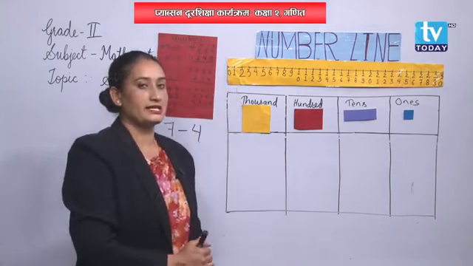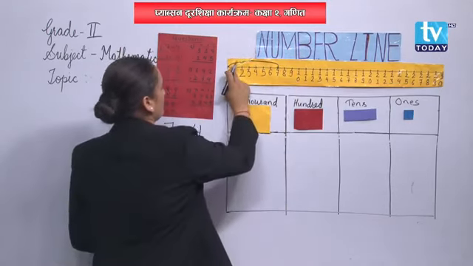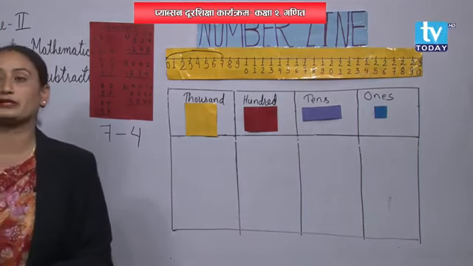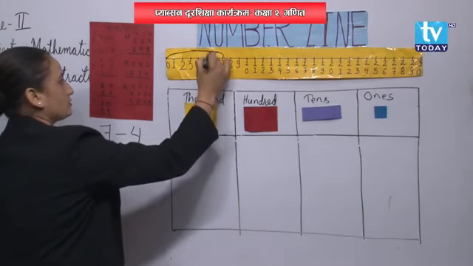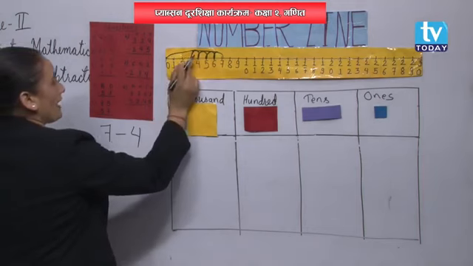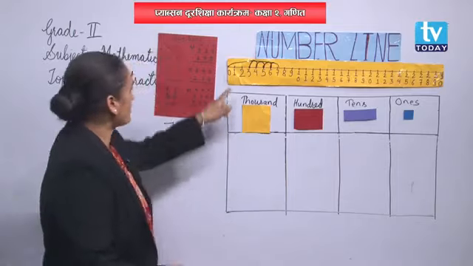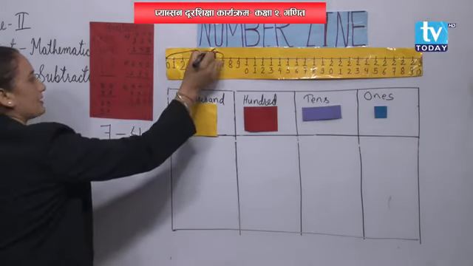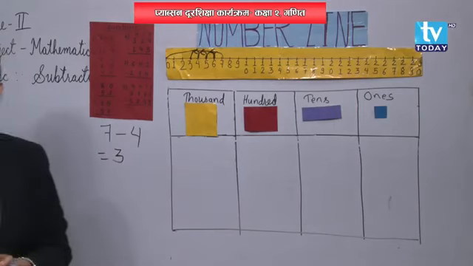Let's jump 7 times over here. 1, 2, 3, 4, 5, 6, 7. This is the 7, right? Now I have to go back. Subtraction means going back. So let's go back 4 times. 1, 2, 3, 4. Now, how many are left? Count here: 1, 2, 3. So 7 minus 4, three boxes are left. We are moving back, so that means 7 minus 4 is 3.